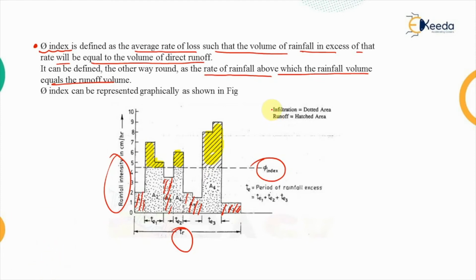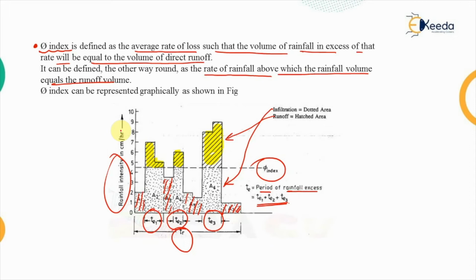This infiltration is represented by the dotted area, while the runoff is represented by the hatched area. The duration for these bars is calculated as the period in which the rainfall axis is occurring, so that is TE1 plus TE2 plus TE3. In this way we calculate the phi index, and once we know the phi index for a certain area, we are able to calculate how much rainfall is contributing towards the runoff.